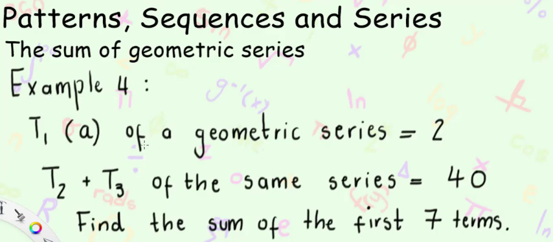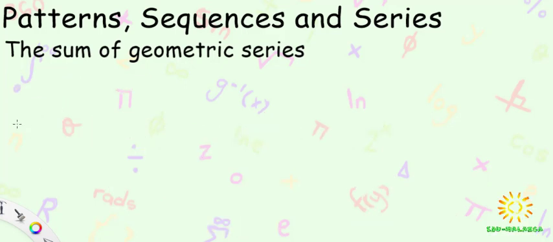In example 4, we're given the first term, which is equal to a, of a geometric series, and this term is equal to 2. Then we are told that term number 2 and term number 3 added, so term 2 plus term 3 of the same series, is equal to 40. Then we are asked to find the sum of the first 7 terms of this series. Let's remind ourselves how a series looks.